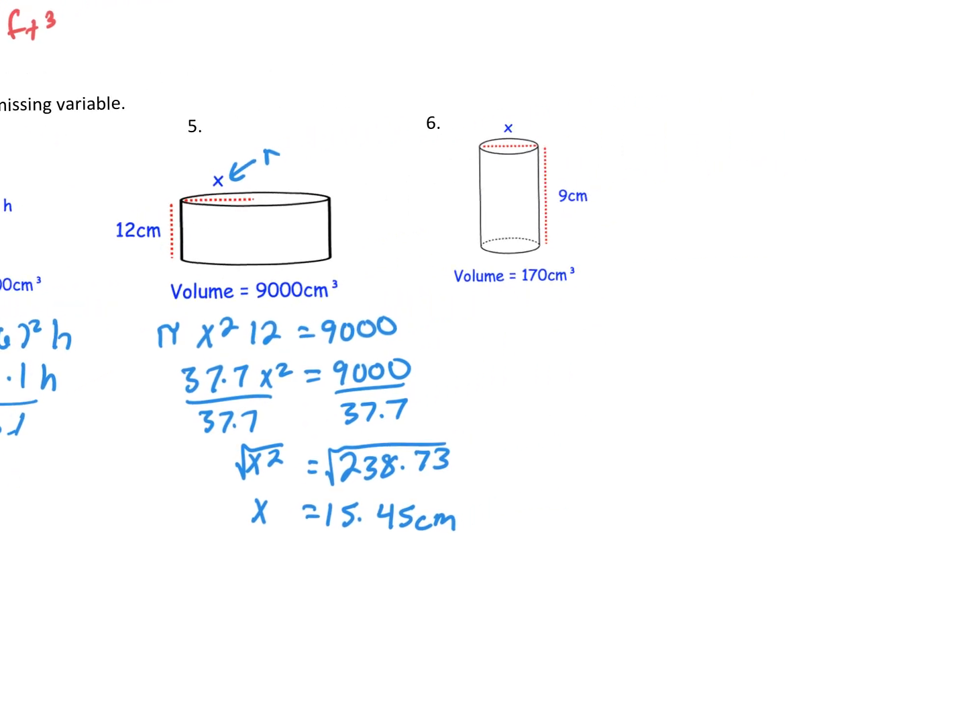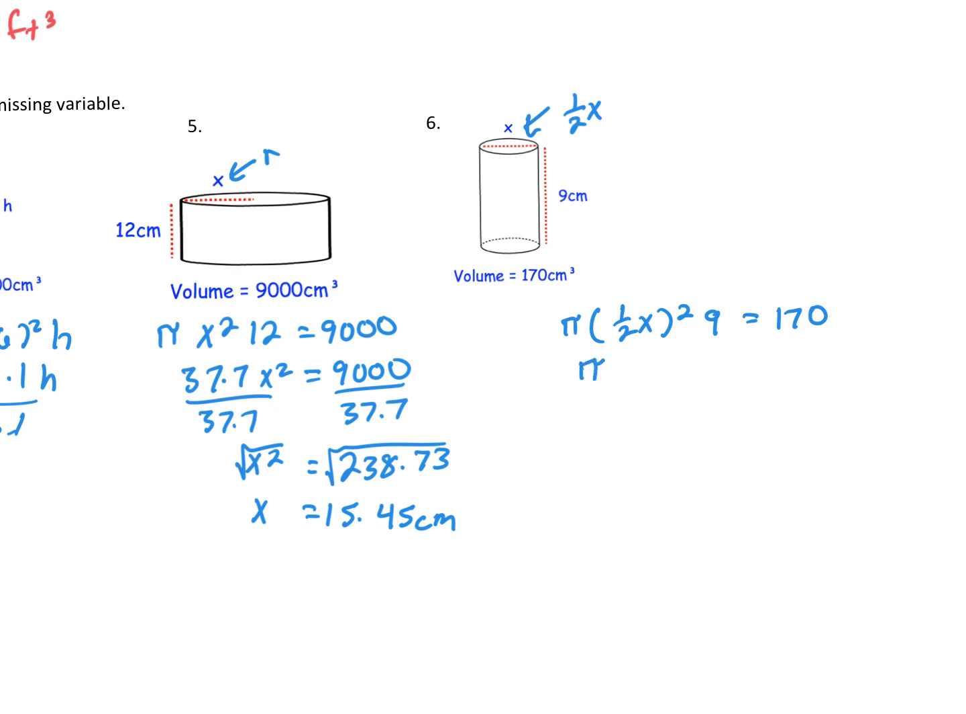Last example here, pi r squared. So this is x. Even though this is x, the entire distance is x. Half of it, which is the radius, is x divided by 2, or 1/2 x. Just going to use our formula. So pi times 1/2 x squared times 9 must then equal 170. If I square 1/2, that's 1/4.